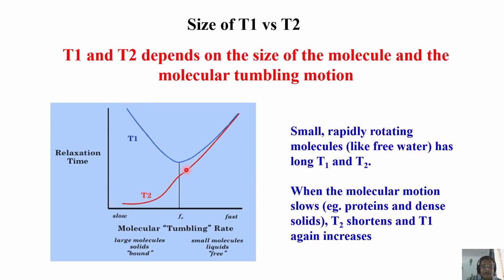Understand? For big molecules and solids which undergo slow motions, T1 is very large and T2 is very short. Whereas for small molecules, which undergo rapid motions, rapidly rotating molecules, both T1 and T2 are longer. This gives you an idea about the size of T1 and T2 depending upon the size of the molecule. T1 and T2 depend upon the size of the molecule and the molecular tumbling motions that are going on.